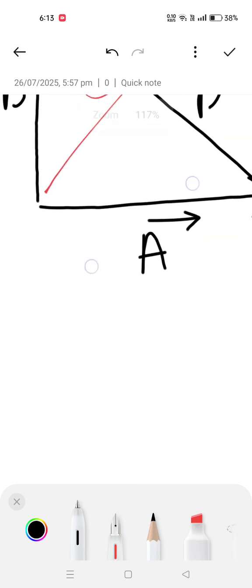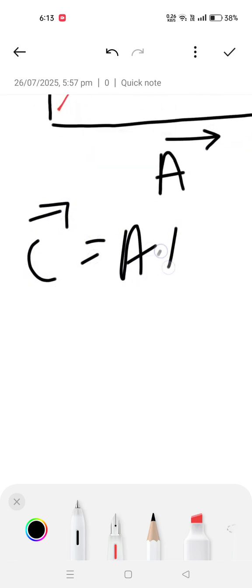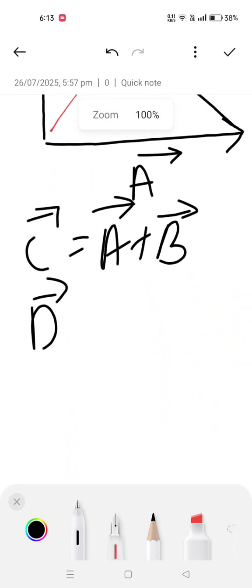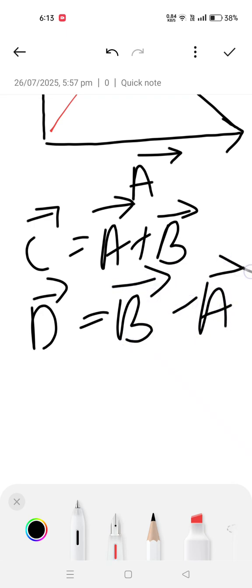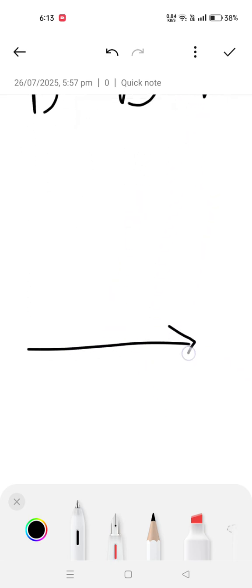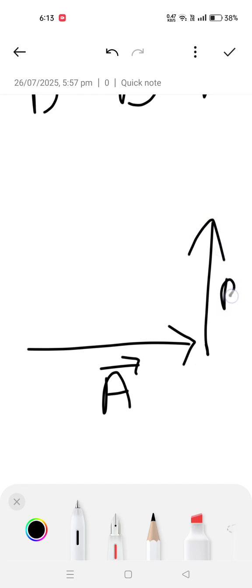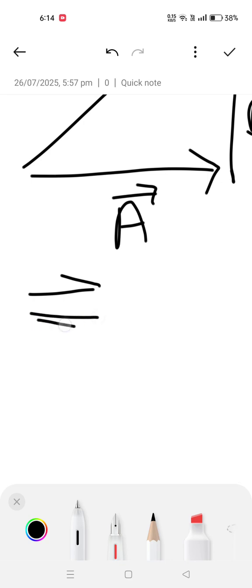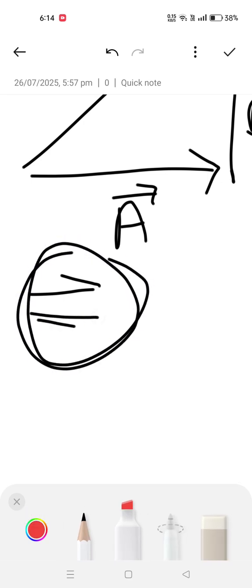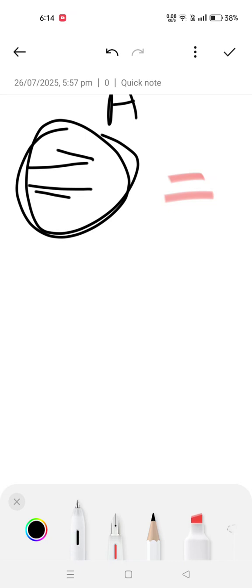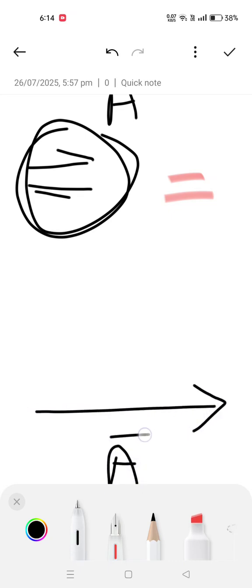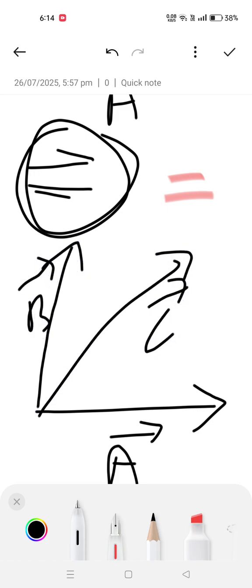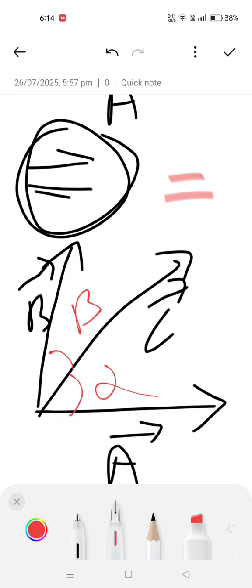So we can simply write the c vector, as you already wrote, as a plus b vector, and the d vector, as we can see in the diagram, is equal to b vector minus a vector. Okay, supposing this is a vector and this is b vector, so this will become the c vector. Supposing this is a vector, this is b vector, and this is c vector. Here it's making beta and here this is making alpha angle.